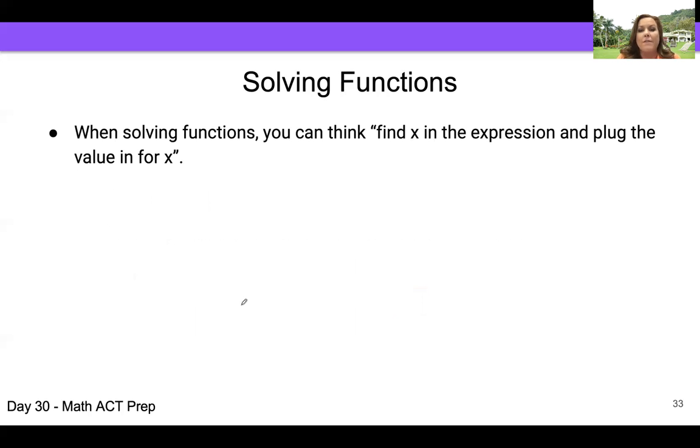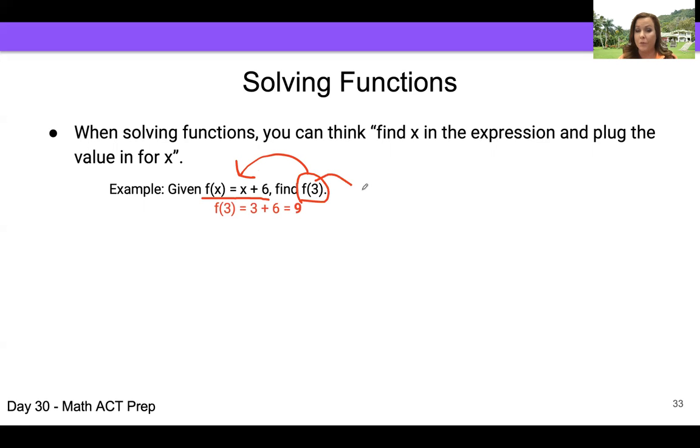Now, when you're solving functions, find x in the expression and plug the value in for x, okay? So if we look here, here's a function, and the function of x is x plus 6. Find f of 3. What this is telling you, f of 3, is it's saying use this function, and everywhere you see an x, replace it with a 3. Everywhere you see an x, replace it with this 3.